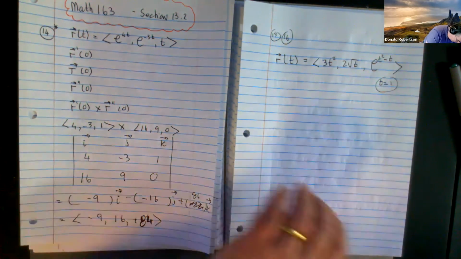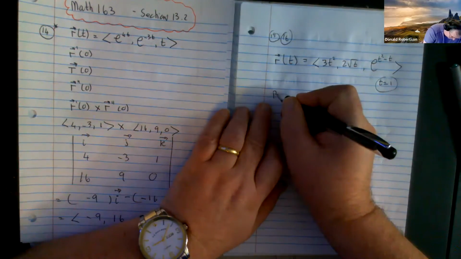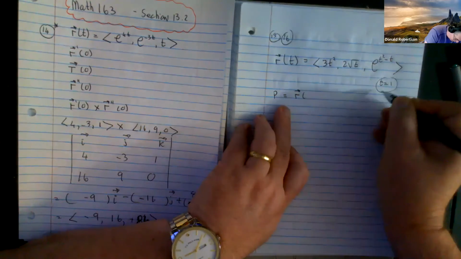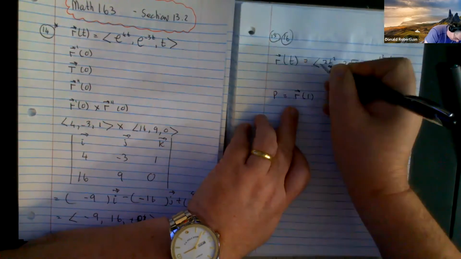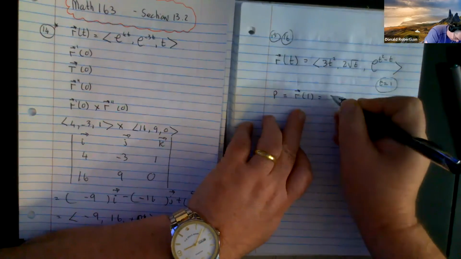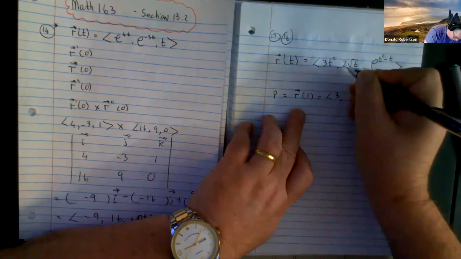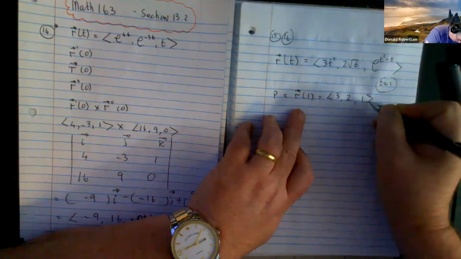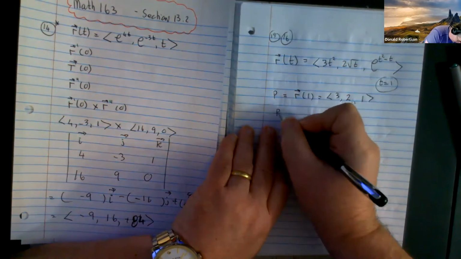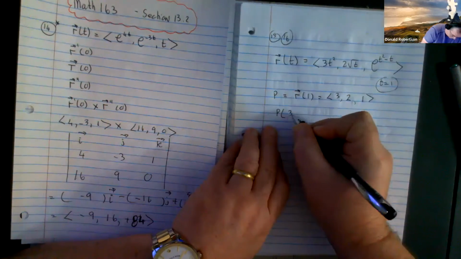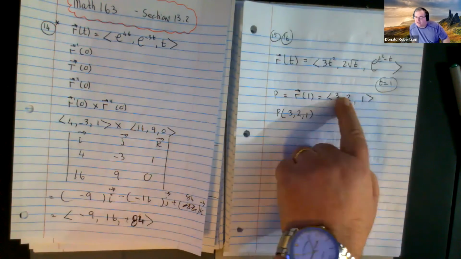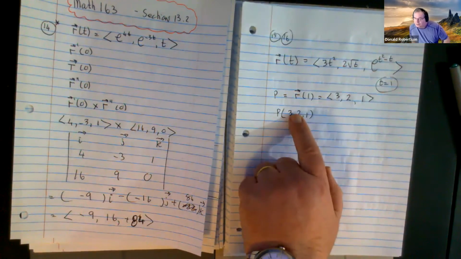So the point on the line, which I'm going to call P, I'm going to get by plugging in 1 here. So it's 3 times 1 squared, which is 3. 2 times the square root of 1 is 2. And 1 squared minus 1 is nothing, and e to the 0 is 1. Oh, it's 3, 2, 1. So the coordinates of P are 3, 2, and 1. These are called position vectors, but position vectors are essentially coordinates, right? They're almost interchangeable.